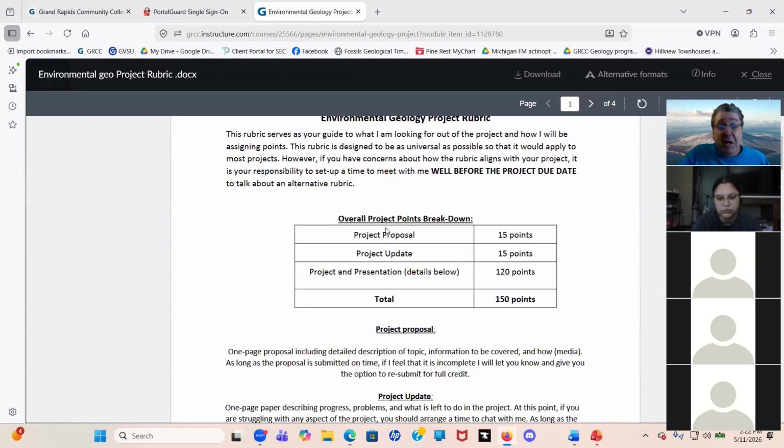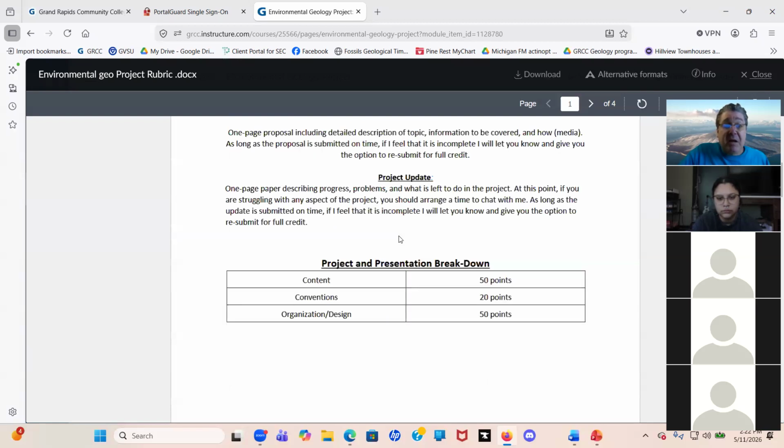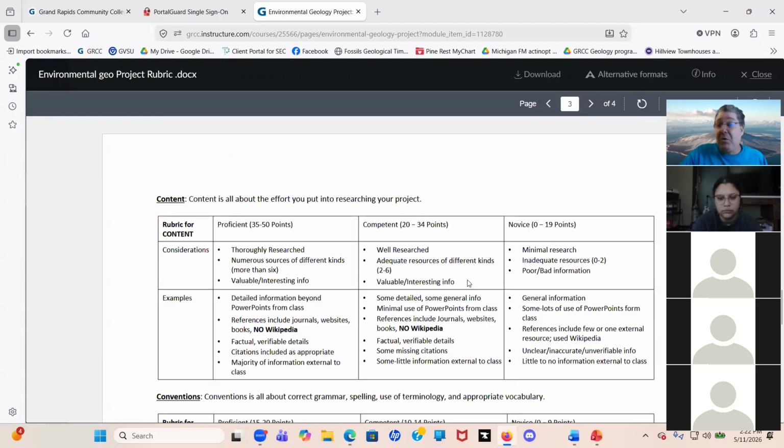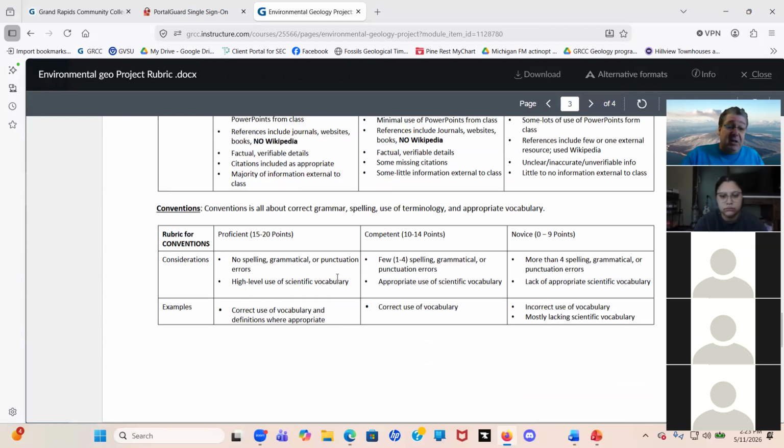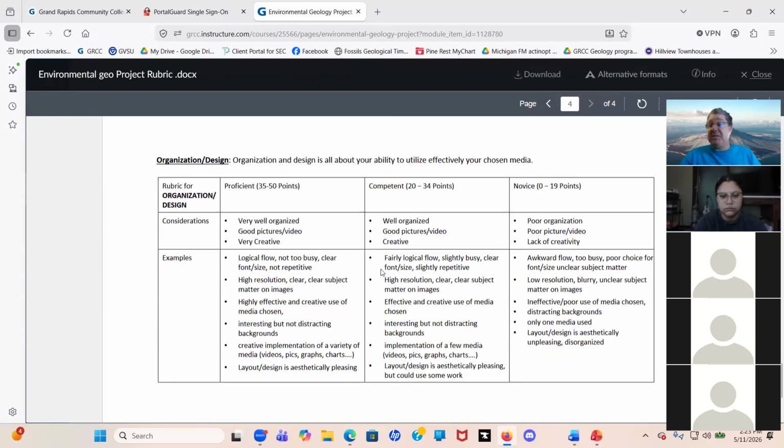But things I'm looking for in the project content. So, the quality of the information you're giving people, right? Not just stuff that you're reiterating right from the class notes, but going and doing your own research, right? At least six sources of information. These can be websites, videos, scientific articles, that kind of thing, as long as they're reliable sources. Conventions, doing good work on punctuation, your English, your grammar, right? That kind of good stuff, right? And then organization and design.